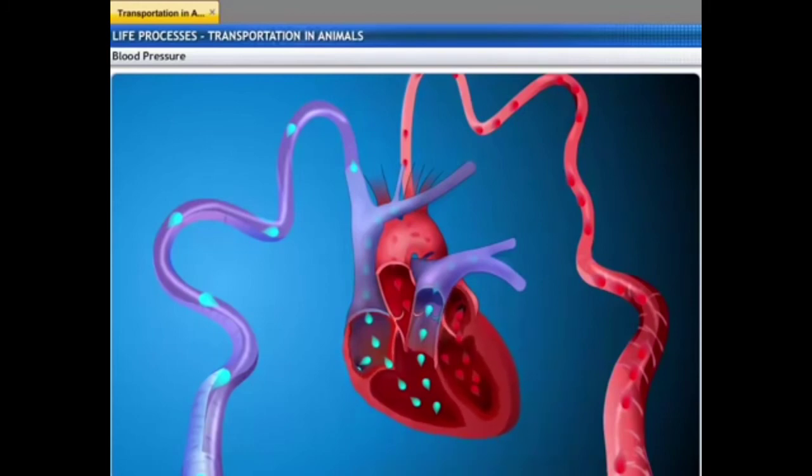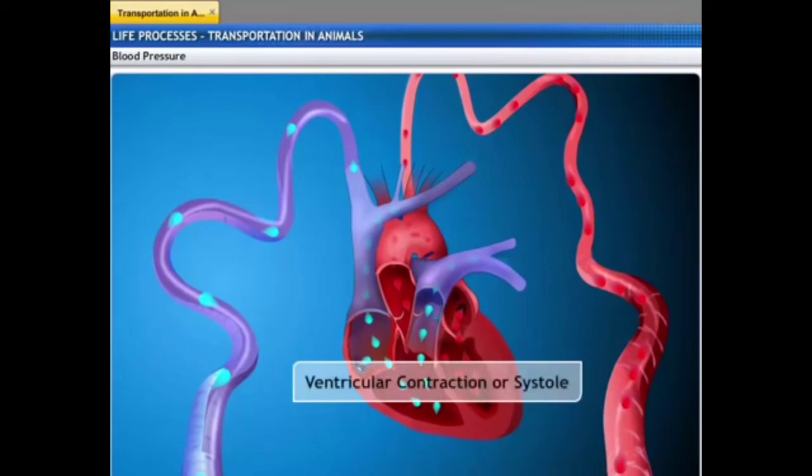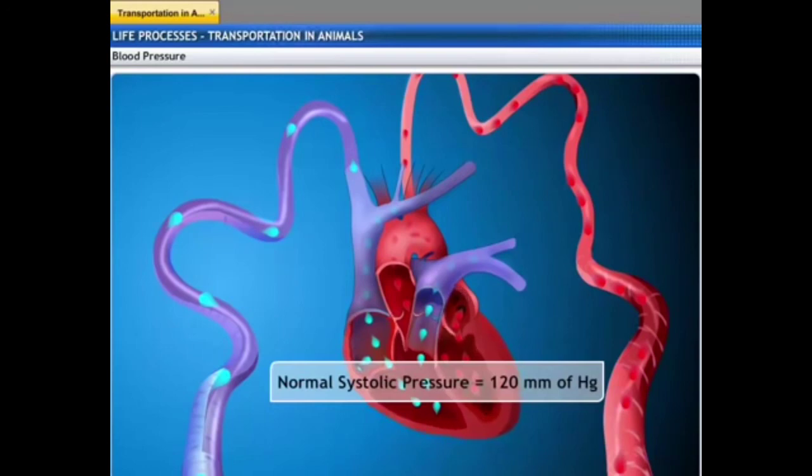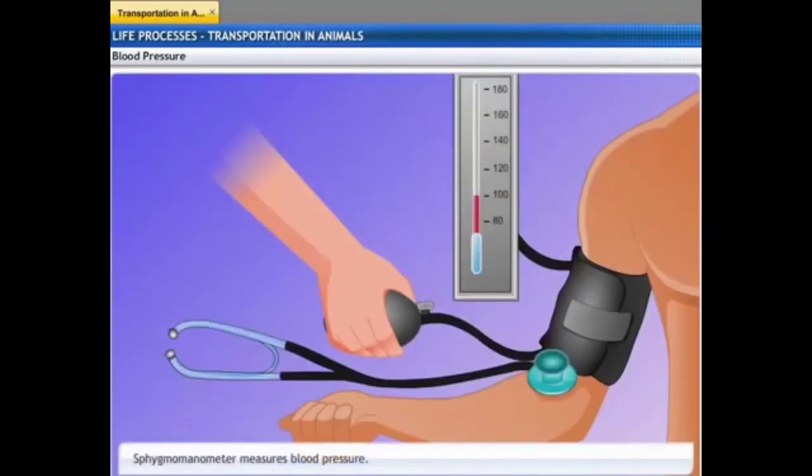The pressure exerted by blood against the wall of the artery during ventricular contraction or systole is called systolic pressure, and during ventricular expansion or diastole is called diastolic pressure. The normal systolic pressure is about 120 millimeters of Hg and diastolic pressure is 80 millimeters of Hg. An instrument called a sphygmomanometer is used to measure blood pressure.